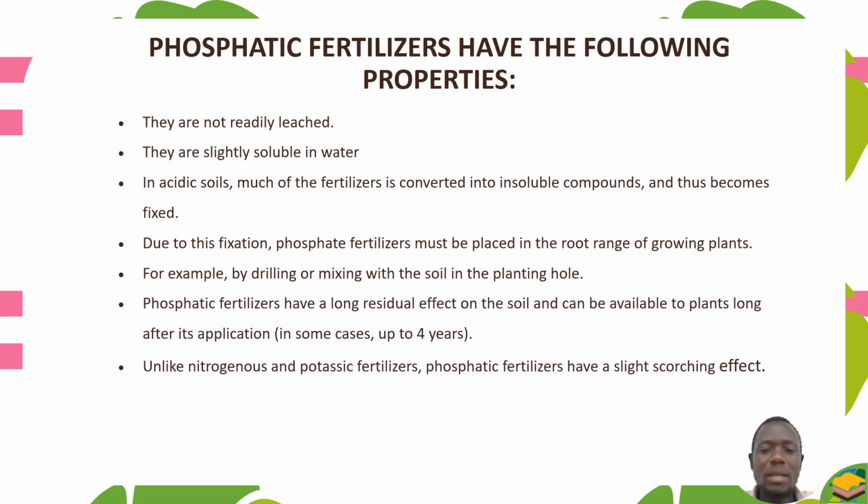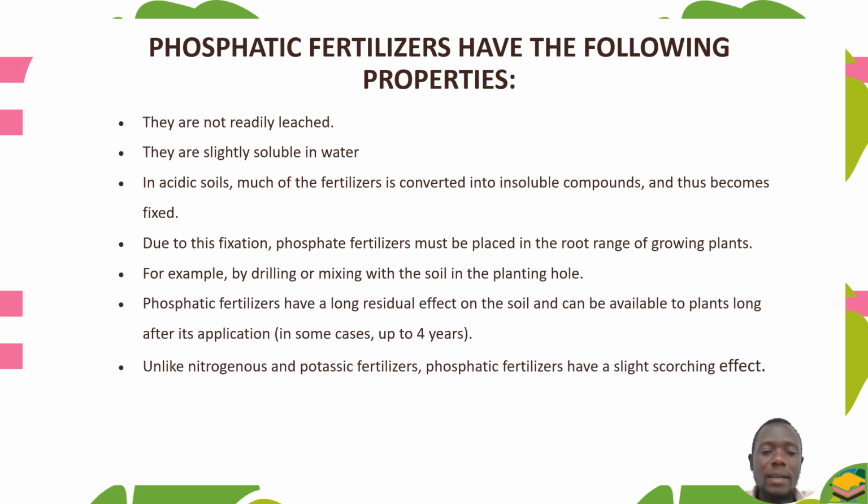Due to this fixation, phosphate fertilizers must be placed in the root range of growing plants. So due to fixation, they have to be close to the roots of the growing plants. For example, you can use drilling or mixing with the soil in the planting hole. In the same planting hole, you mix with the soil.